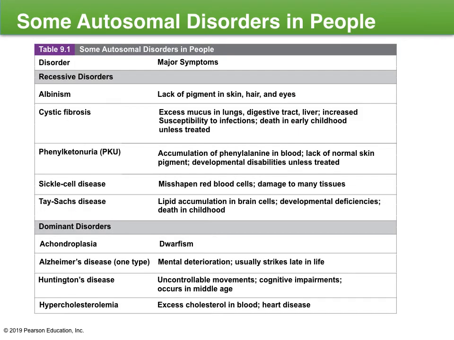Now, these are autosomal disorders. What was autosomal again? Autosomal referred to genes that were not, chromosomes that were not the sex chromosomes, right? So everything but the sex chromosomes were the autosomes. And we see two groups here, recessive disorders and dominant disorders. So something like albinism, you'd have to have two copies of the recessive allele for pigment to show, for this type of pigmentation, I should say.